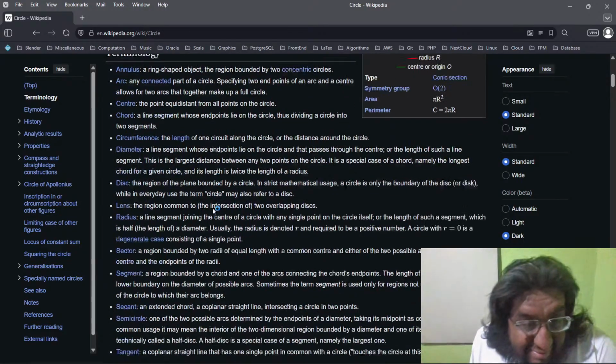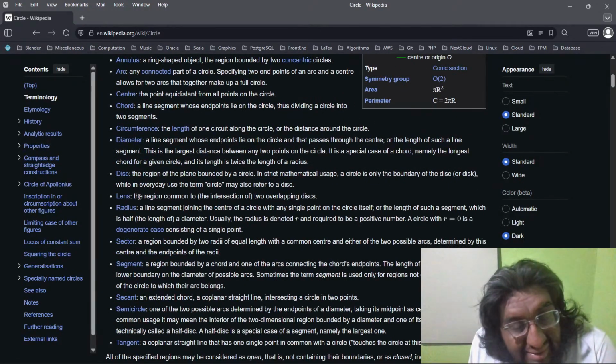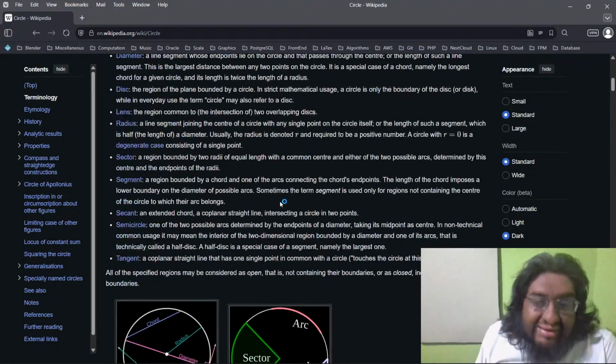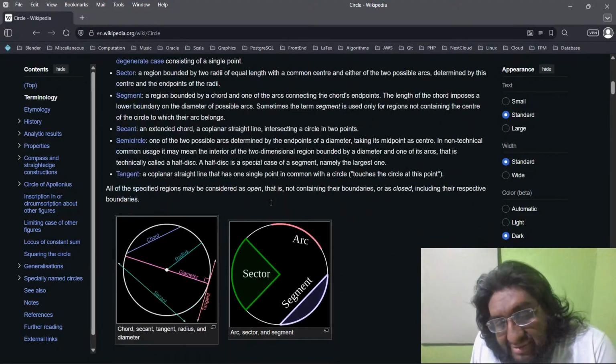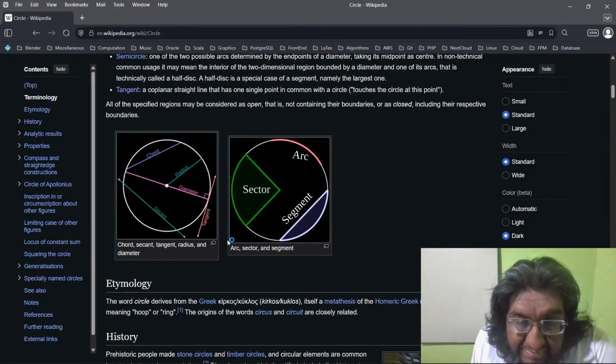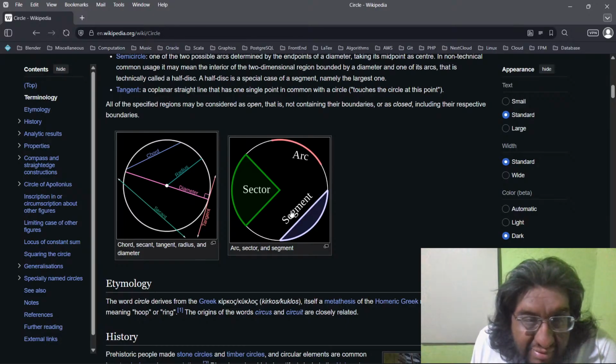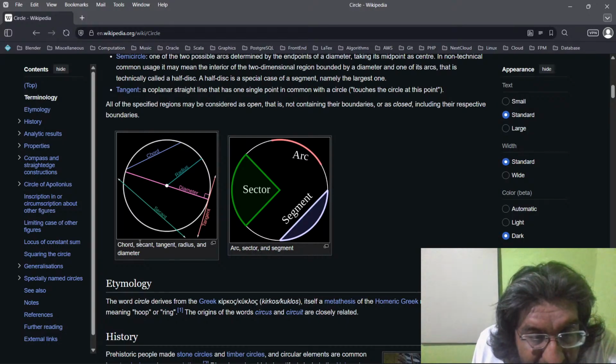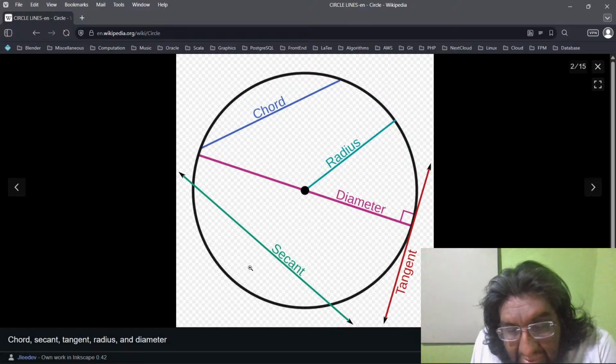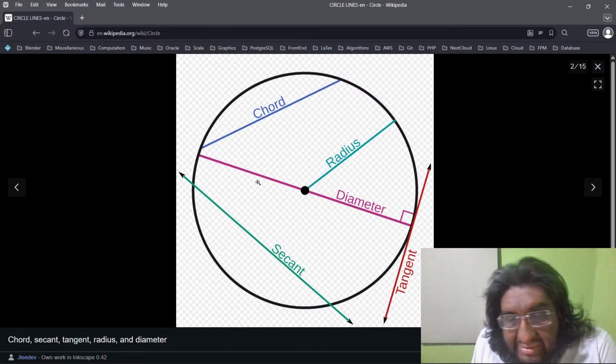There are a lot of things. You can spend your entire life studying these things. So this is a segment. You have a segment, but you have a chord. Second, radius, diameter, tangent.